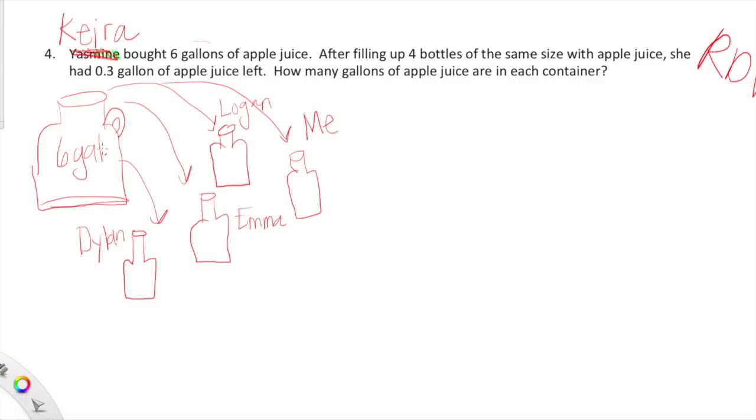Okay, so she has 6 gallons of apple juice. She's going to pour 4.